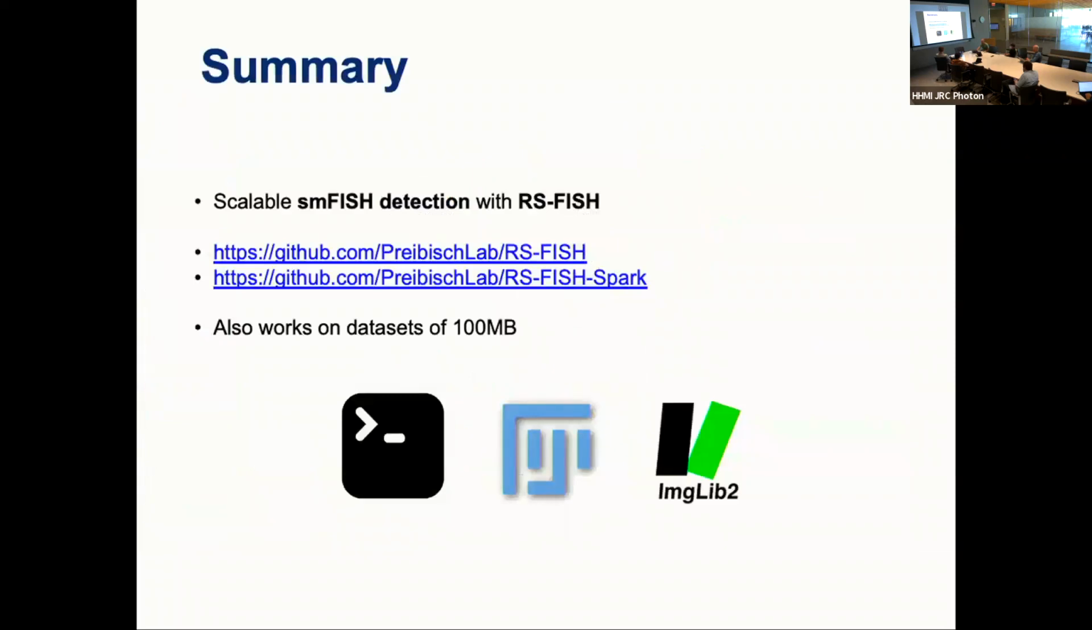So, a little summary: scalable single-molecule FISH with RS-FISH, with the two GitHub links, RS-FISH and RS-FISH Spark. We focus on large but also on small data sets, obviously. I wanted to show the command line and Fiji implementation, and of course it's all written in ImgLib2 on the backend, basically for the visualization and processing. That's why it also scales to large data sets.